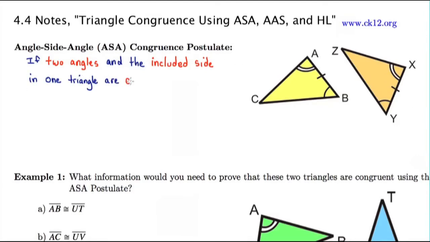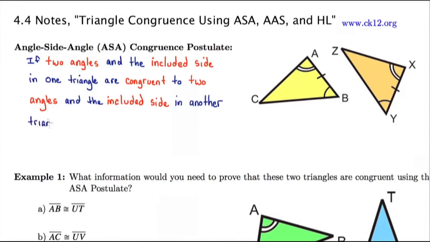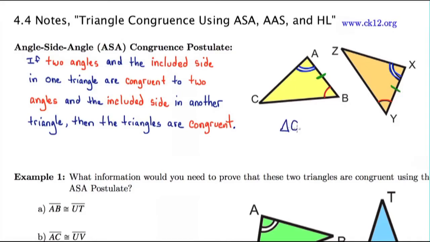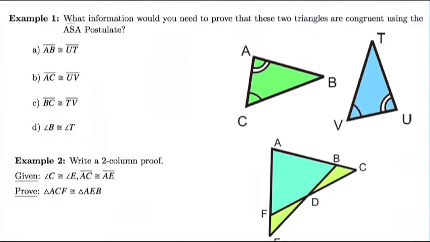If two angles and the included side in one triangle are congruent to two angles and the included side in another triangle, then the triangles are congruent. So you can see the two triangles to the right here. I've got two congruent angles and the included side, which is the side that both the angles share. So I can say triangle CAB is congruent to triangle ZXY.